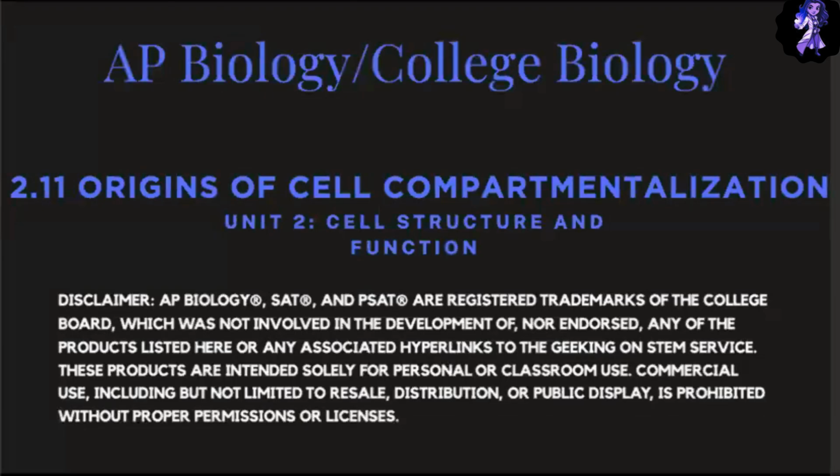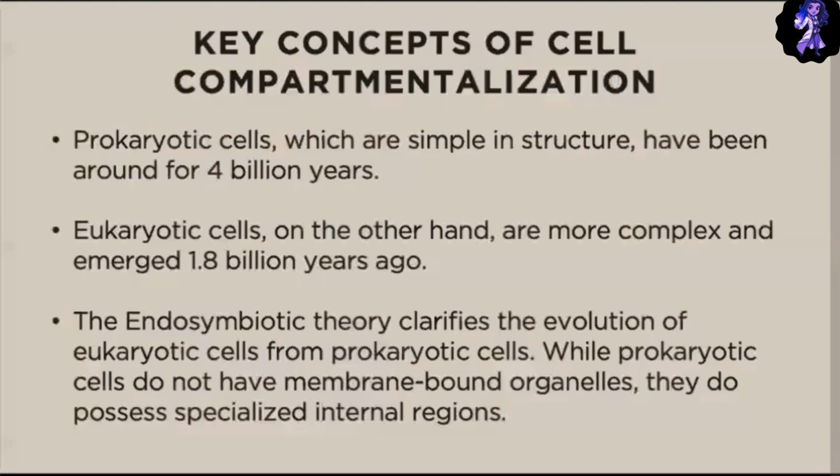For AP Biology or college biology, we're going to be focusing in on Unit 2 cell structure and function, more specifically Section 2.11, which is all about the origins of cell compartmentalization. Please note the disclaimer below and let's get started.